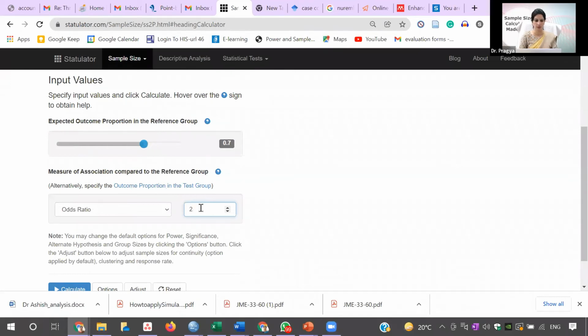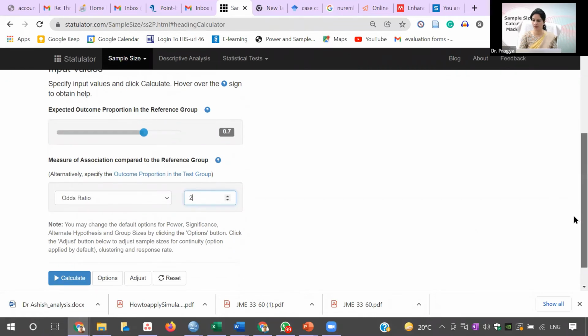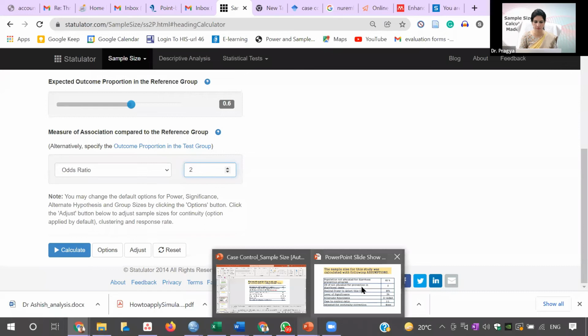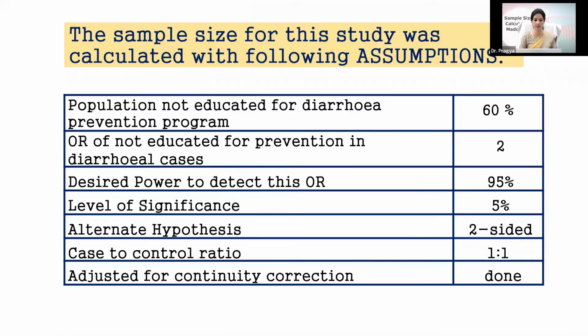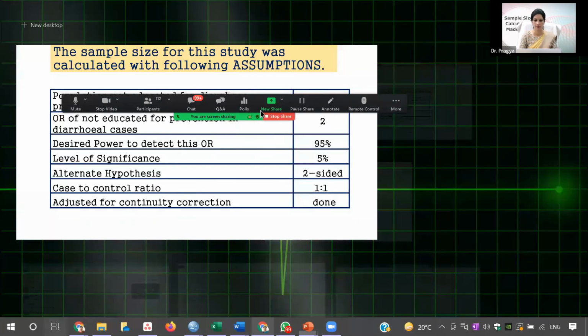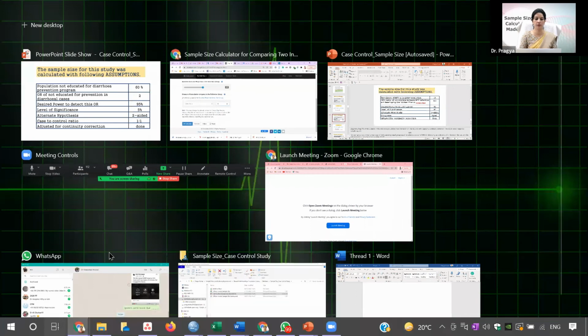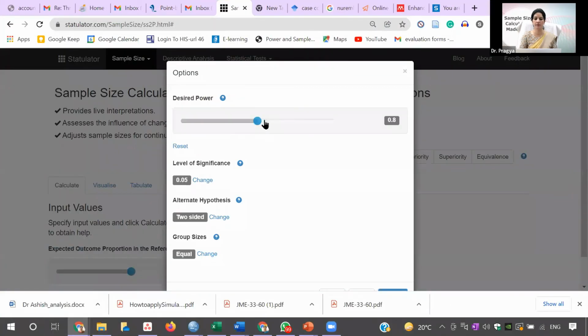Yes, it was 2. And this was also 60%, it was not 0.70. Let me check it once. Yes, it was 60% and 2 odds ratio. So it is 0.60, 2 odds ratio. And then I have to increase the power to 95. Maybe 80% you can also do, but that investigator did it with 95. So I've increased the power to 0.95.